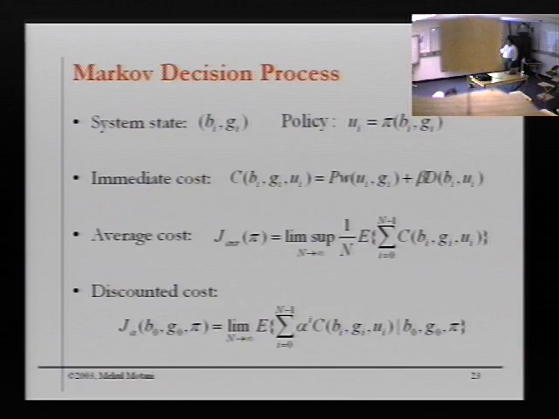So I define this thing called the immediate cost, which is a function of the system state and the policy. It's a linear combination of the power that's needed to transmit U_i packets when there are V_i packets and the channel gain is G_i, at a certain quality of service, and the probability of buffer overflow when there are V_i packets in the buffer and I pull out U_i packets.